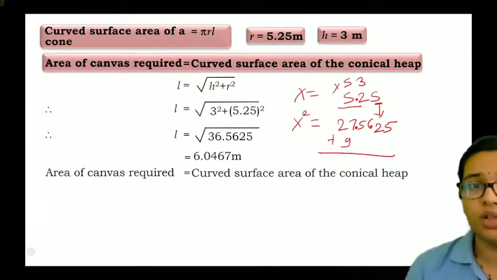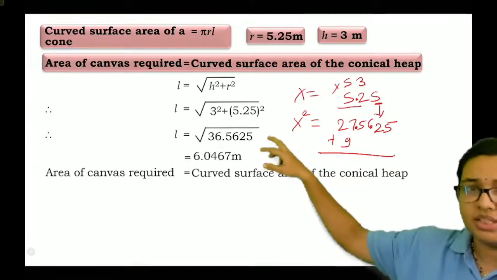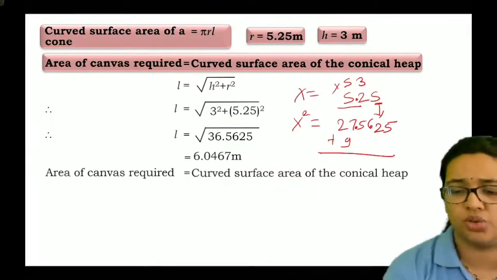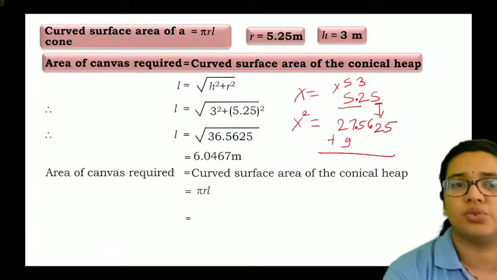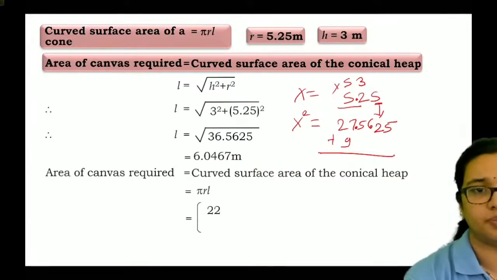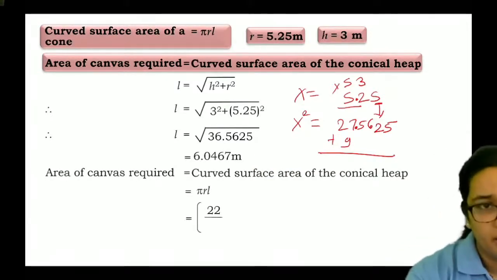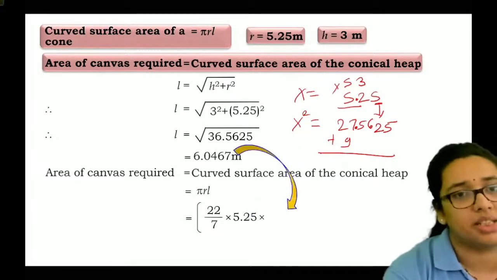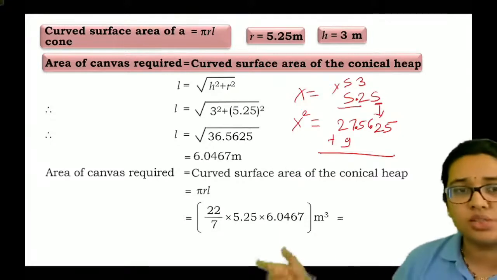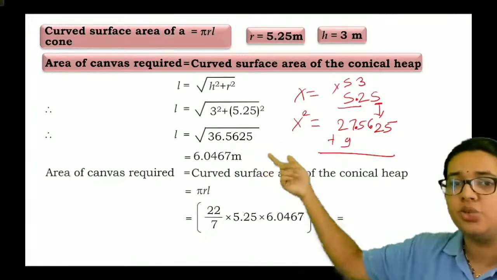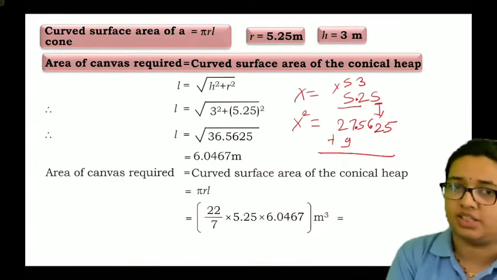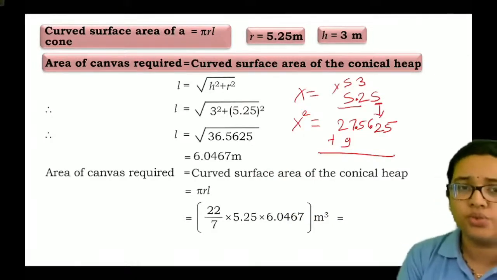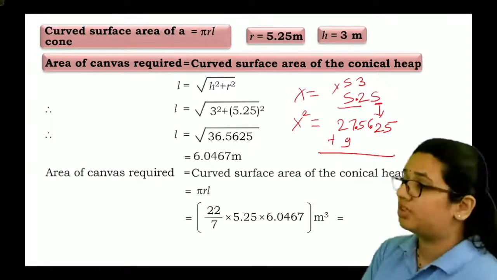So L का वैल्यू आपको क्या मिलेगा? L is nothing but this. So it is equal to square root of this, which is equal to 6.0467. Hence, area of the canvas required is nothing but this. ये जो आपको L का वैल्यू मिल रहा था, you will just put the value of L here. That's it. So 22 upon 7 into 5.25 into 6.0467.